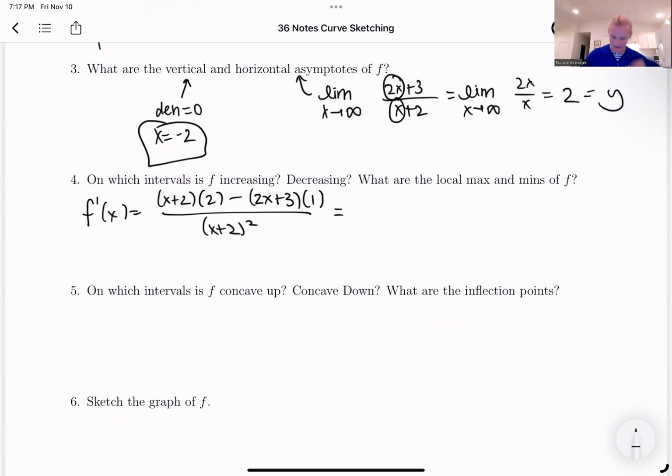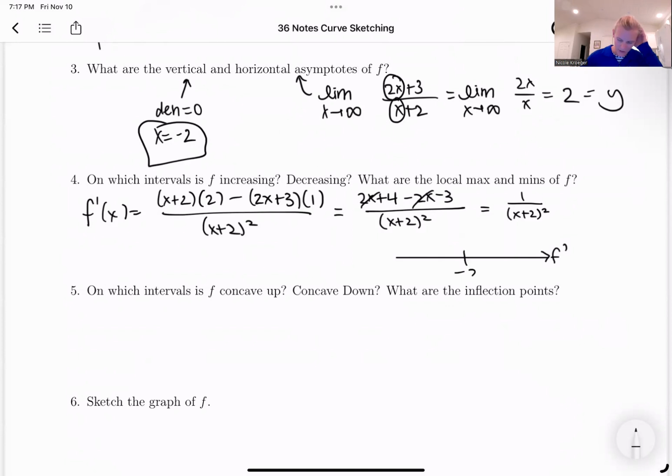Okay, let's simplify this. So I'm going to have 2x + 4 - 2x - 3 when I distribute everything over (x + 2) quantity squared. The 2 x's go away. I'm left with 1 over (x + 2) squared. Okay, there are no places that this is equal to 0, but the denominator is 0 at -2, so that's my only number for the number line.